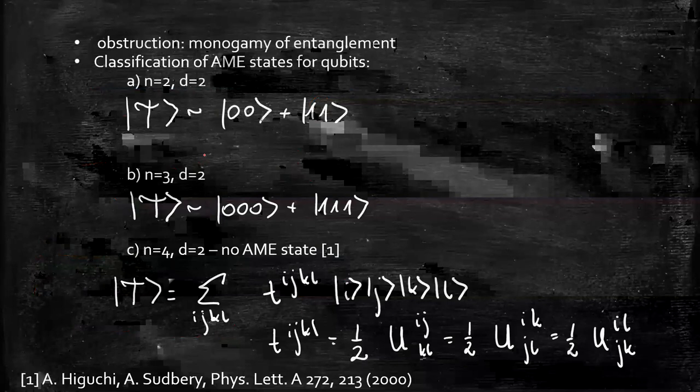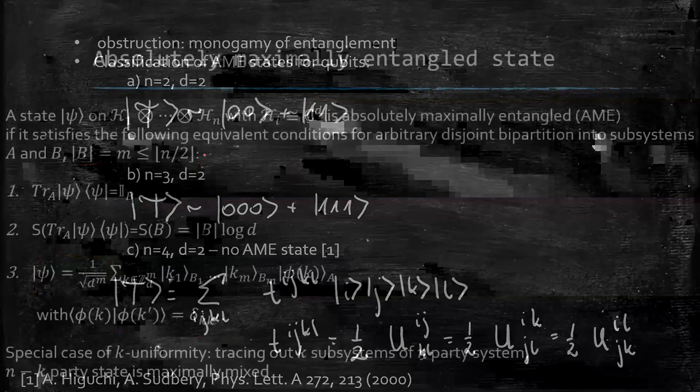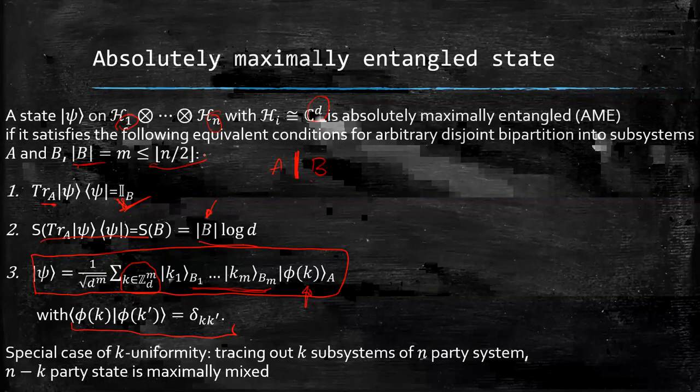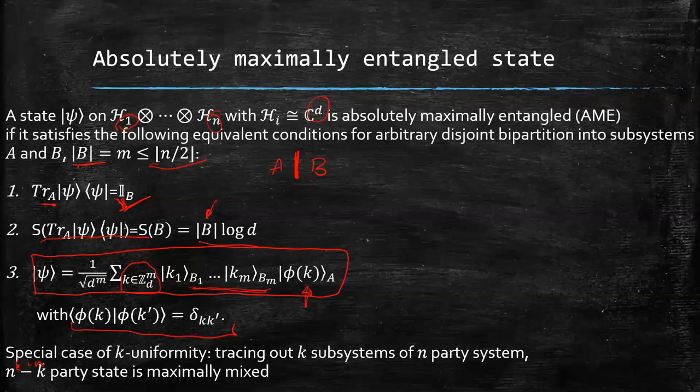I have an objection. You have to swap tracing out n minus k systems for the k uniformity, since usually k is assumed to be smaller than n half. K minus n, yes. So you just have to swap to trace out n minus k. No, you trace out n minus k, and then on the remaining k, you have a maximally mixed state. So we're saying n minus k of n, and then on k, you have maximally mixed. Yes. Sorry for this. Yes, it's n minus k. Okay.